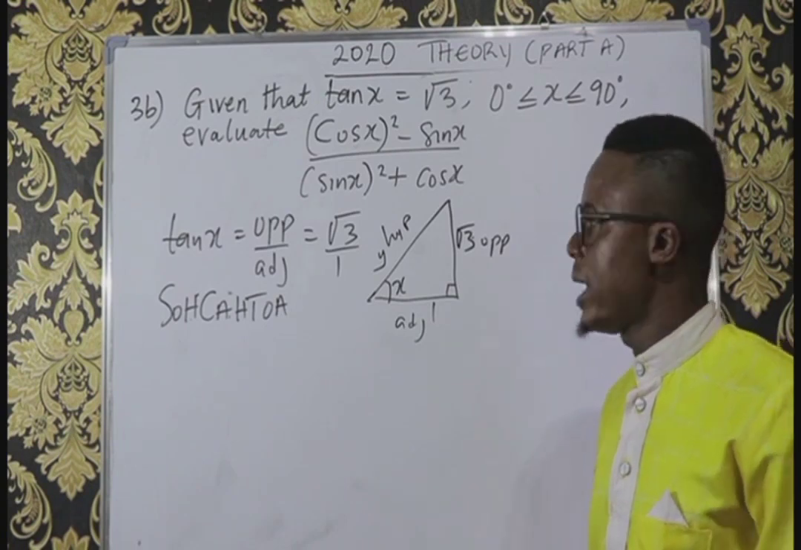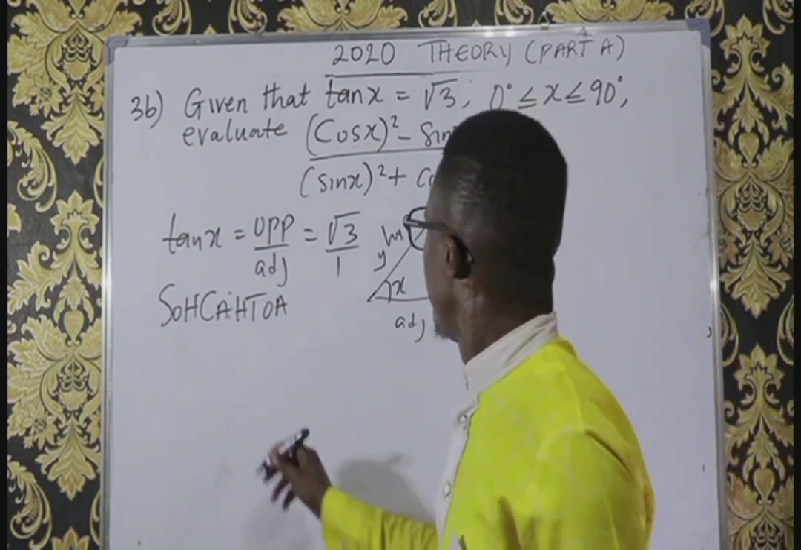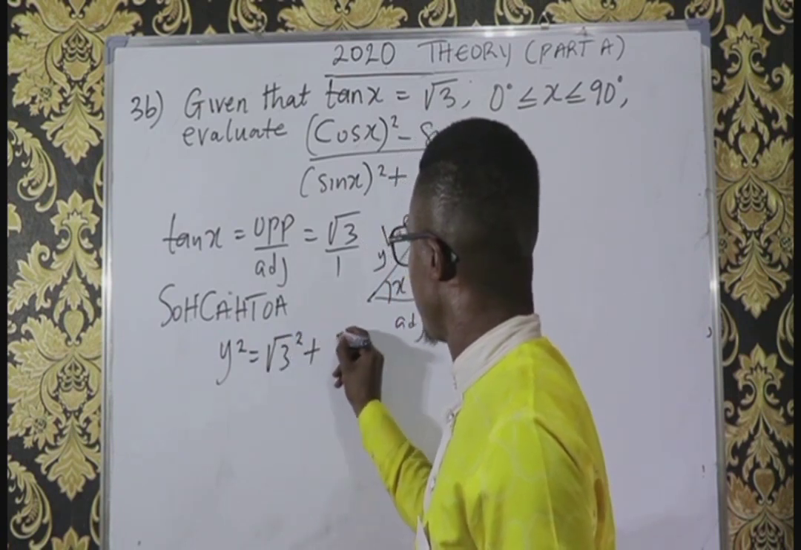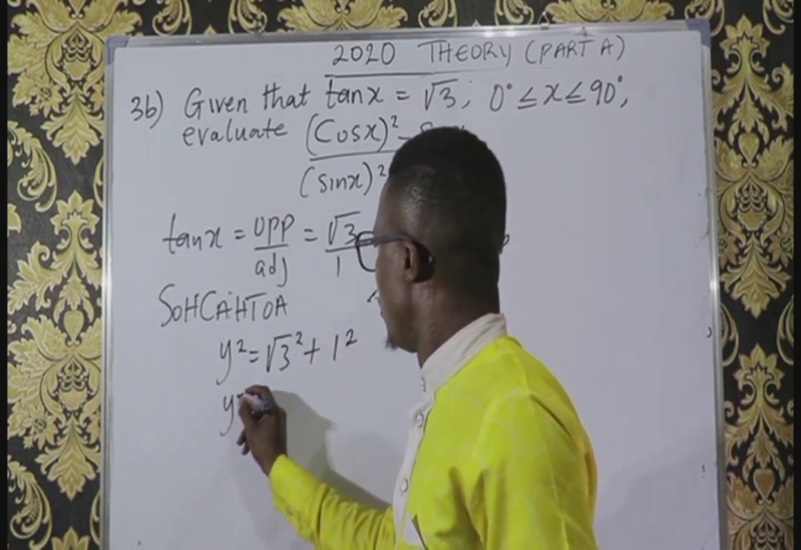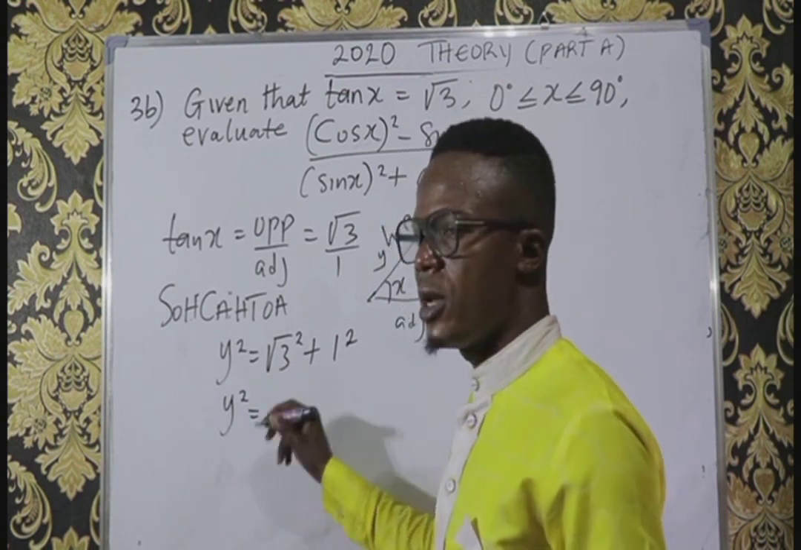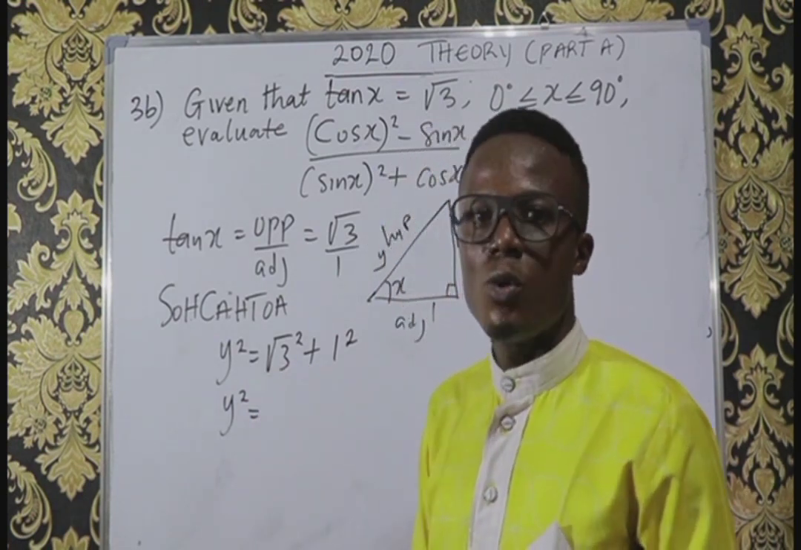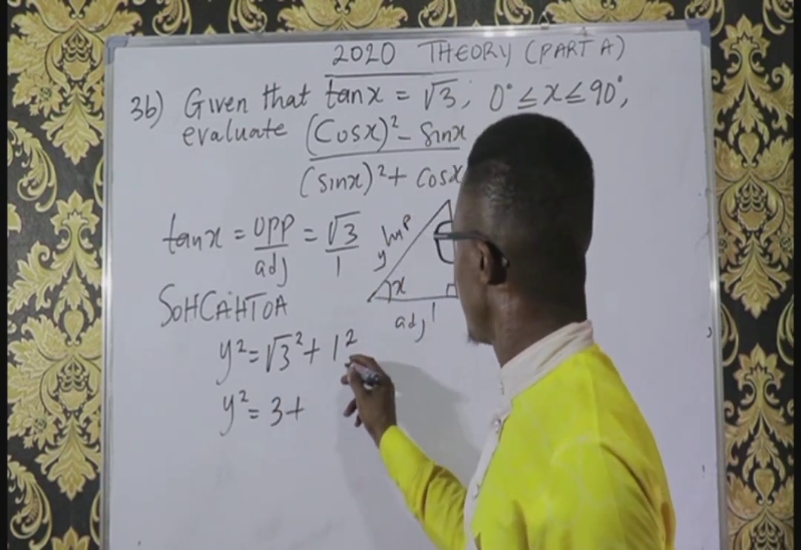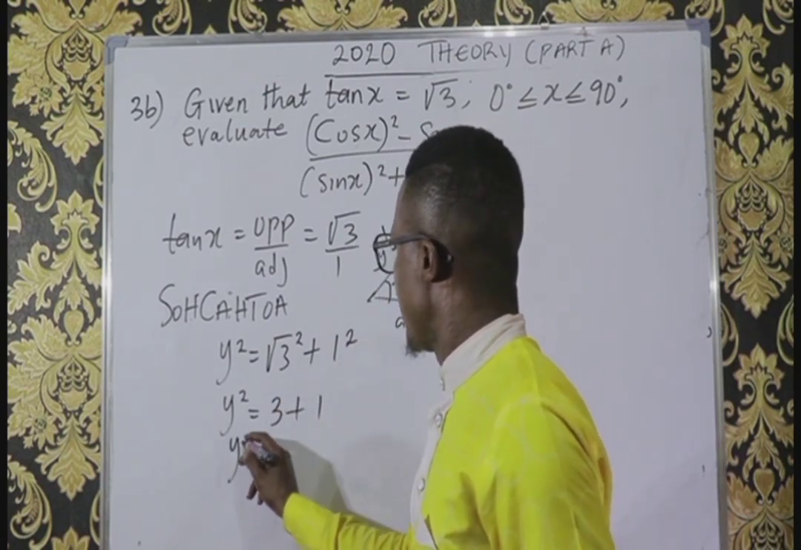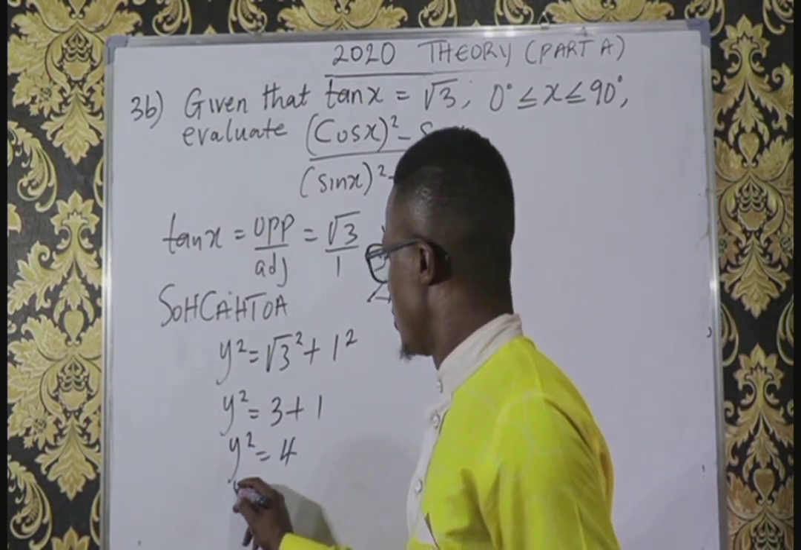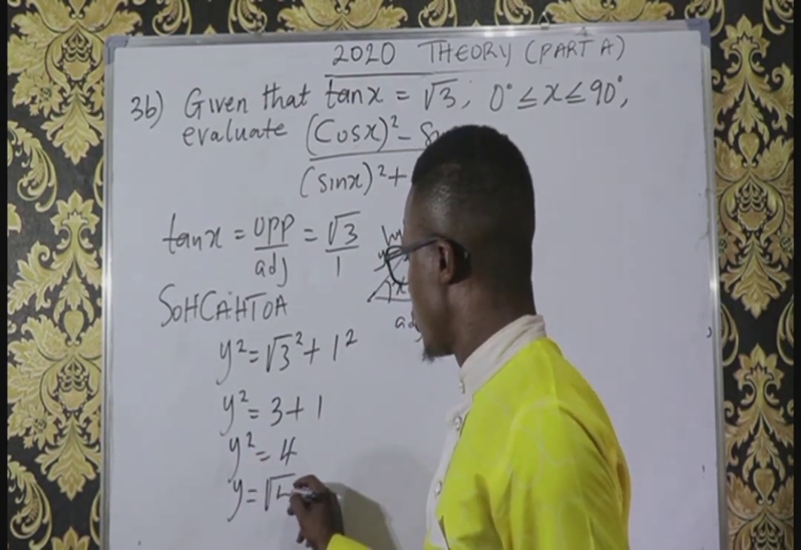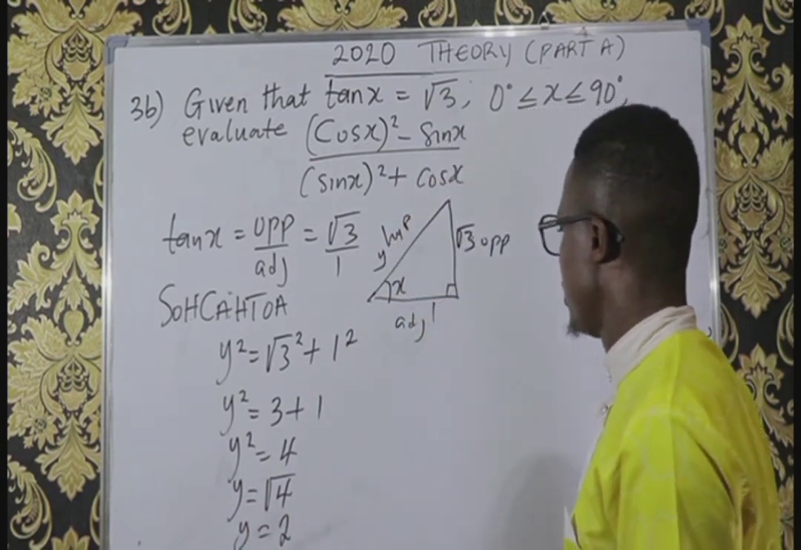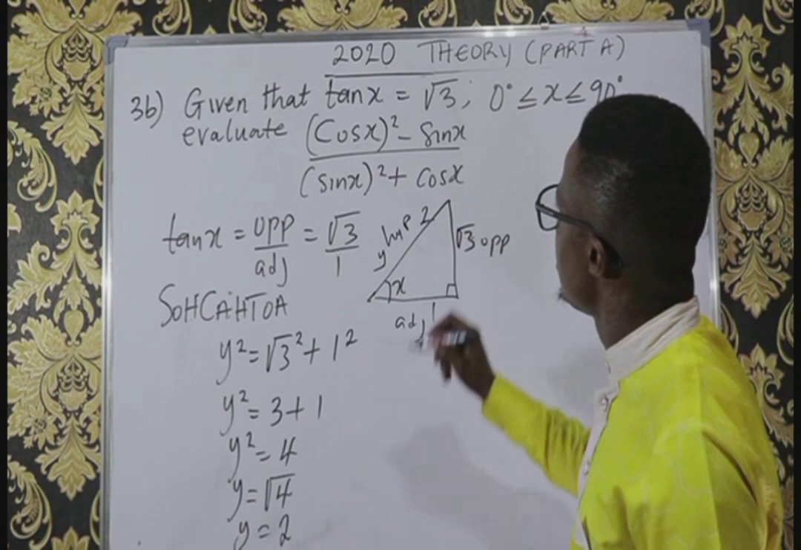Using Pythagoras theorem, I can now get the value of y. Hence, y squared is equal to √3 squared plus 1 squared. √3 squared means √3 times √3, which is square root of 9, and square root of 9 is 3. Plus 1 squared is still 1. When I add together, I will get 4. So the value of y is equal to square root of 4, and square root of 4 will give me 2. That is the value of y. So here is now 2.